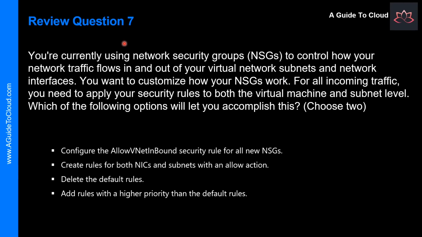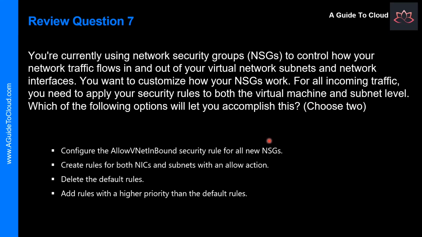Let's look at question number 7. You are currently using Network Security Groups or NSGs to control how your network traffic flows in and out of your virtual network subnet and network interfaces. You want to customize how your NSGs work. All right, so you need to customize your NSGs. For all incoming traffic, you need to apply your security rules to both the virtual machine and at the subnet level. Which of the following options will let you accomplish this?